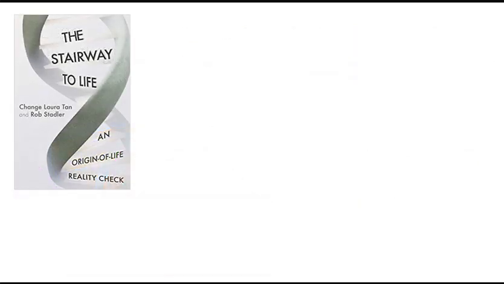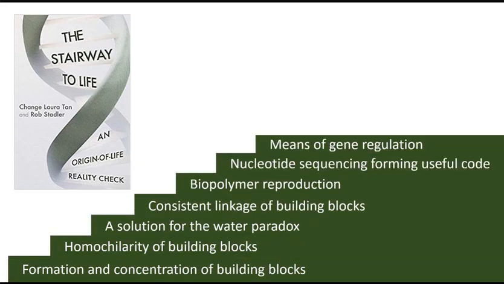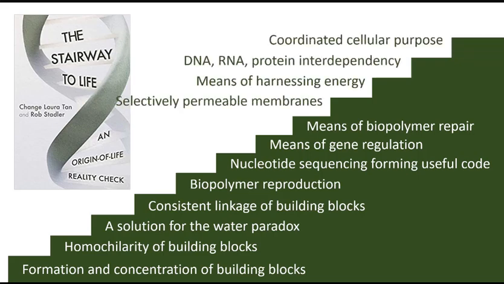In their book, Stairway to Life, An Origin of Life Reality Check, Tour and Stadler detail 12 different steps that would be necessary in coming up with the organization of matter for life. Now, this doesn't say that it would be alive, that's just saying doing the organization that would be necessary in creating the molecules and so forth. Now, in a previous class, we looked at 2 of these. In this class, we're going to look at just one more.